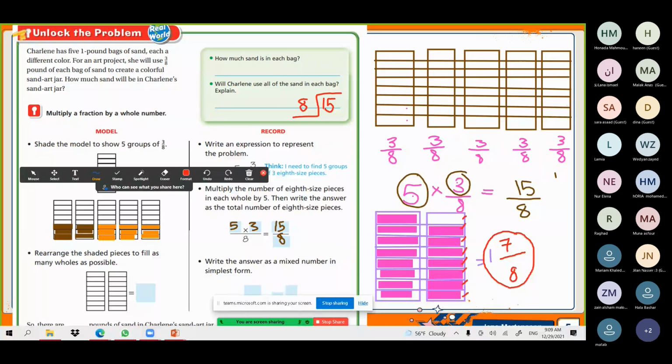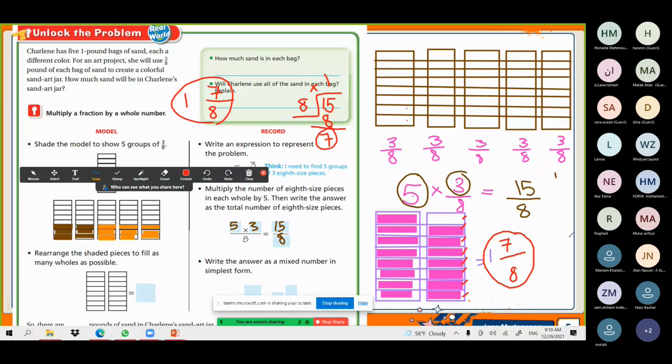How many 8s in 15? 1. 1 times 8 equals 8. And the remainder is 7. Then you put 1 here and the remainder goes over the 8. In this case, you write 15 over 8 as 1 and 7 over 8.